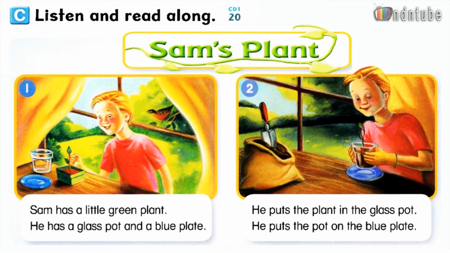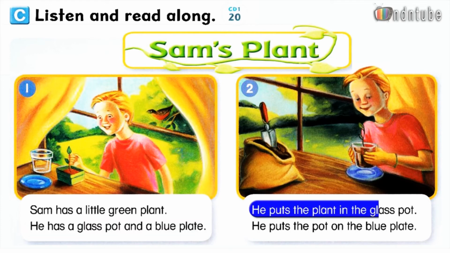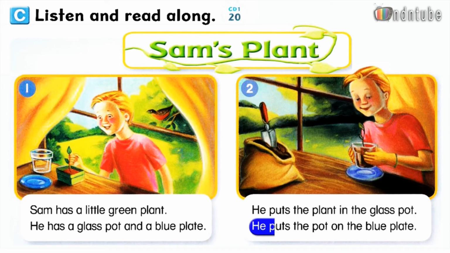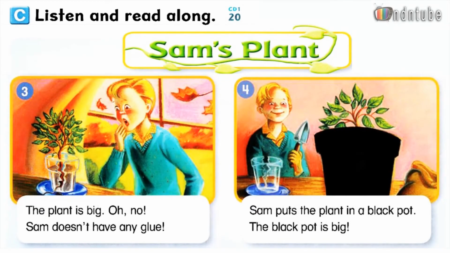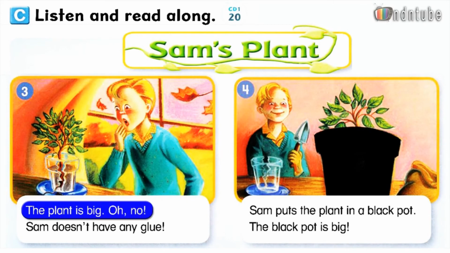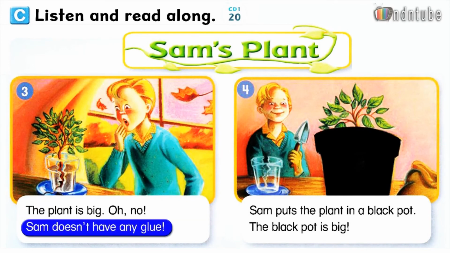2. He puts the plant in the glass pot. He puts the pot on the blue plate. 3. The plant is big. Oh no! Sam doesn't have any glue.